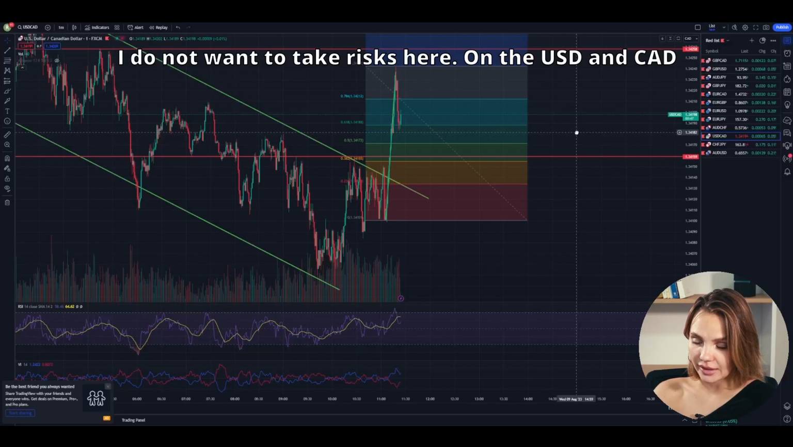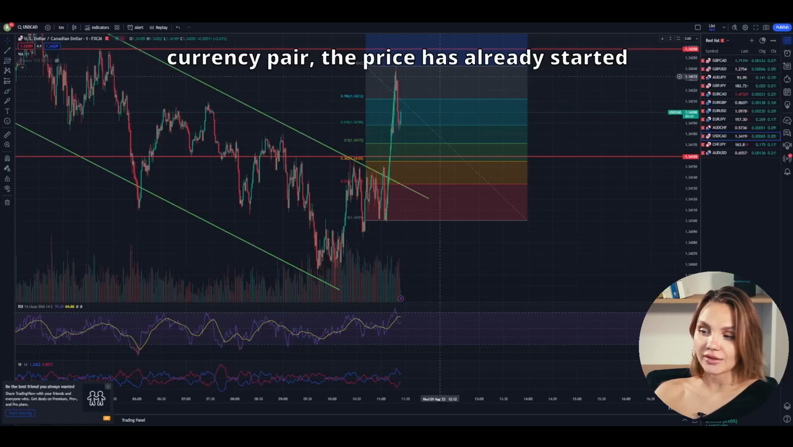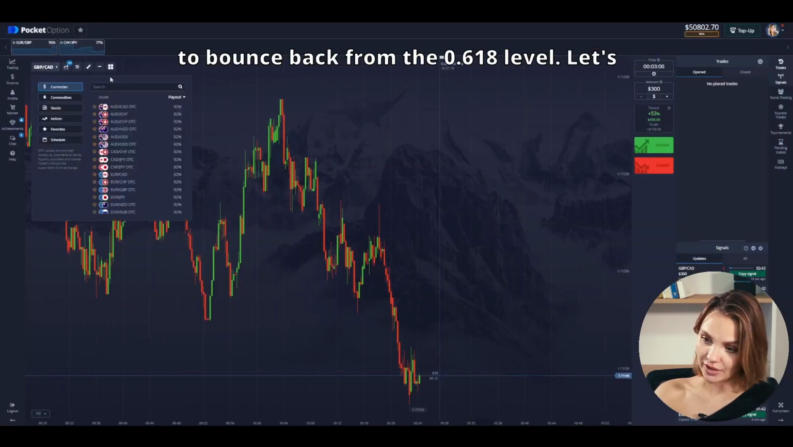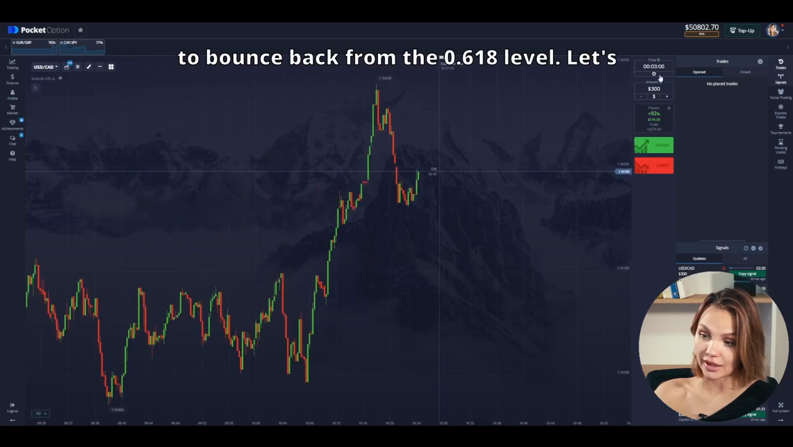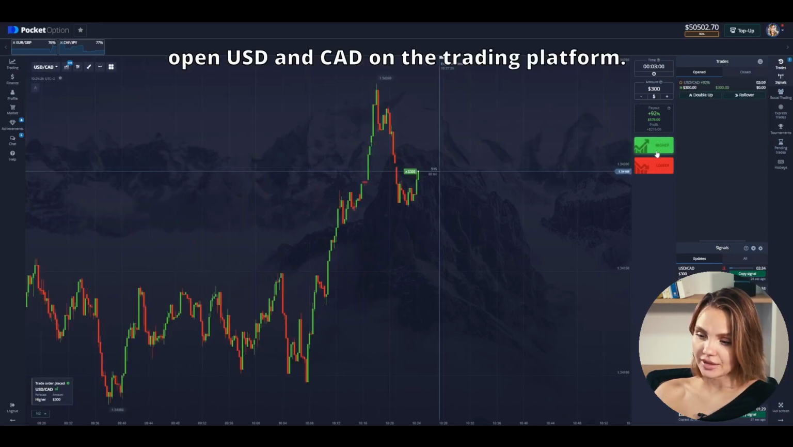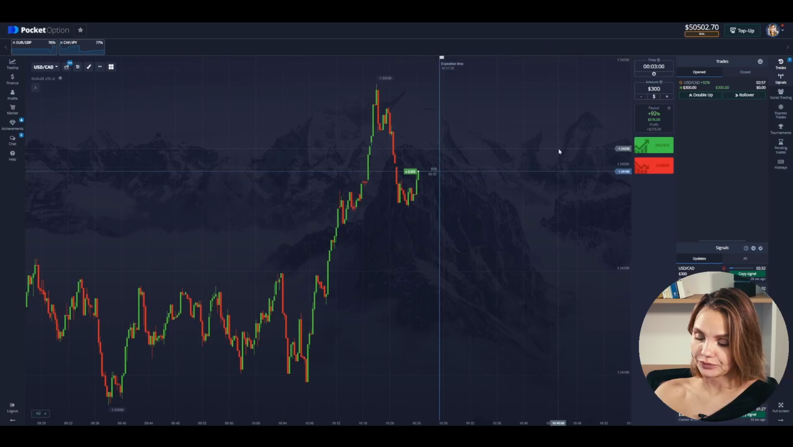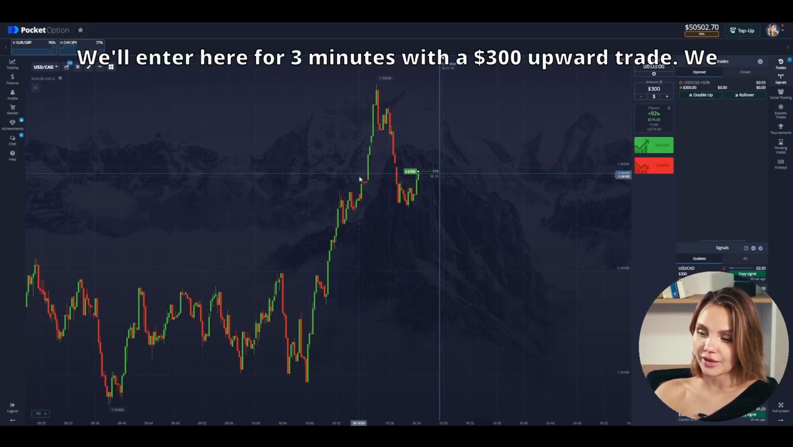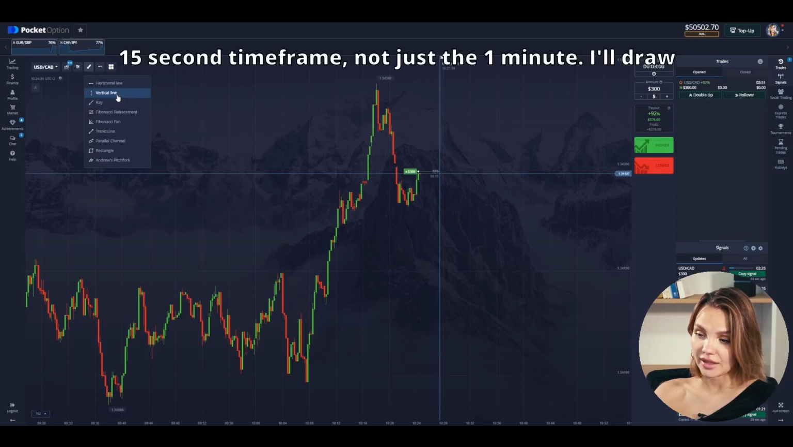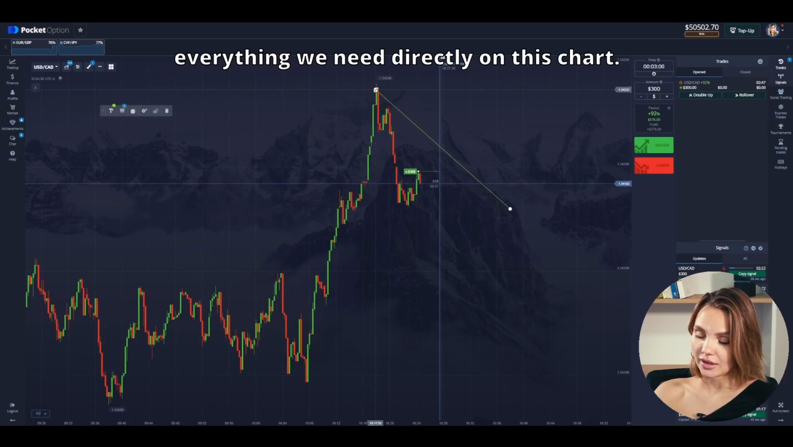On the US dollar and Canadian dollar currency pair, the price has already started to bounce back from the 0.618 level. Let's open USD and Canadian dollar on the trading platform. We'll enter here for 3 minutes with a $300 upward trade. We can't even see what's happening on the 15-second time frame, not just the 1 minute. I'll draw everything we need directly on this chart.